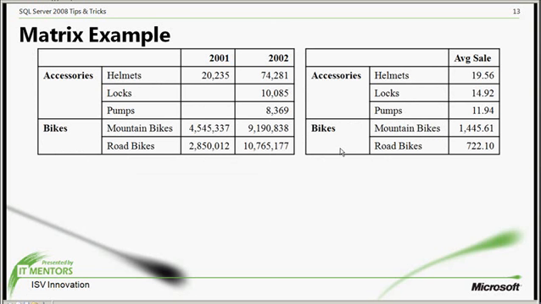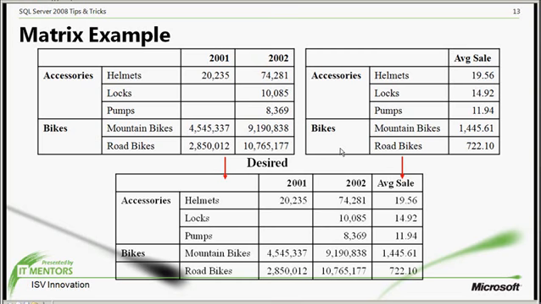So we want to be able to look at accessories and bikes, and we want to look at sales for the 2 years, 2001 and 2002. At the same time, we also want to add average sale right next to it. Same as I mentioned before, we want to be able to total things up if that's what we want to do. So here you can see that we basically combined these two matrices into one.